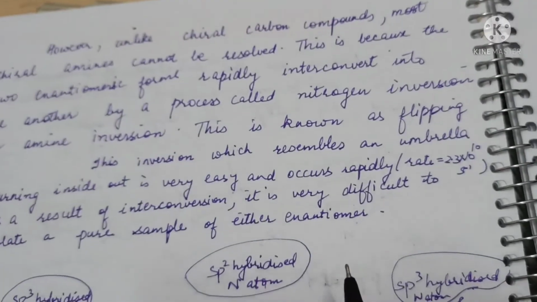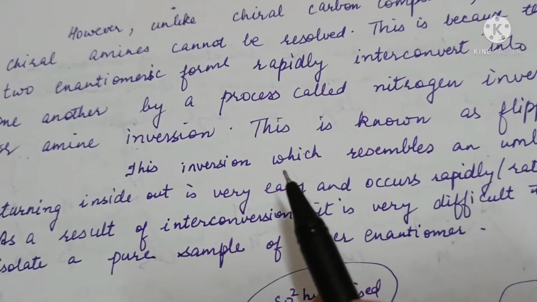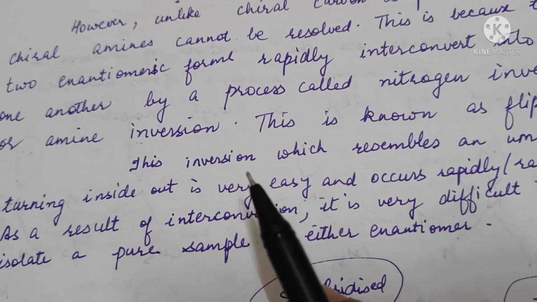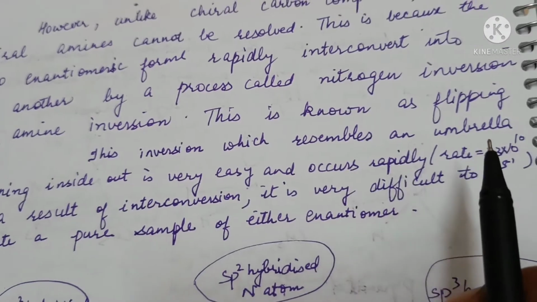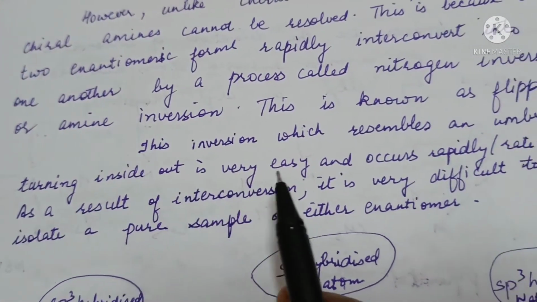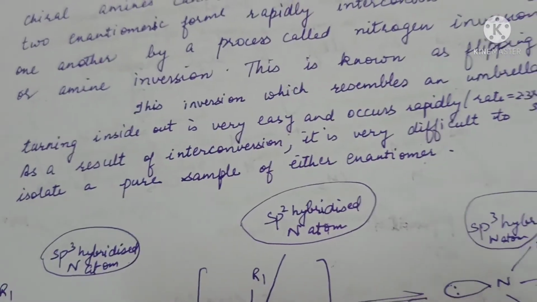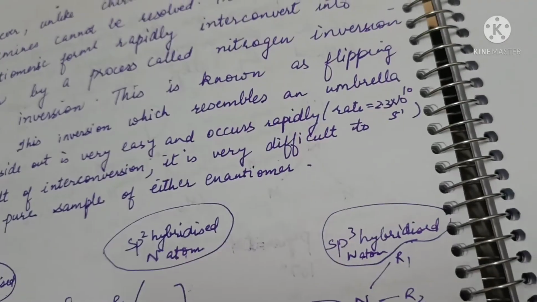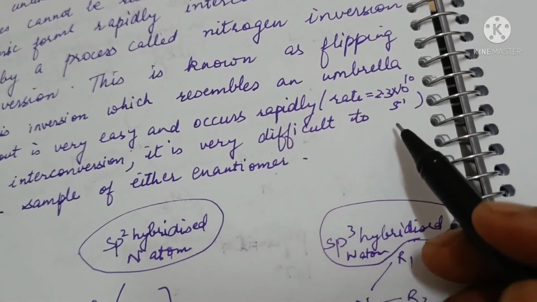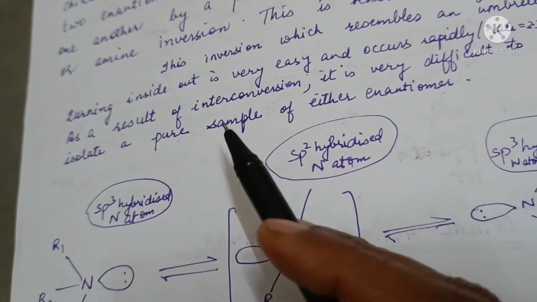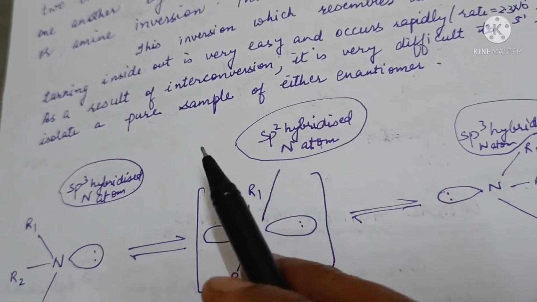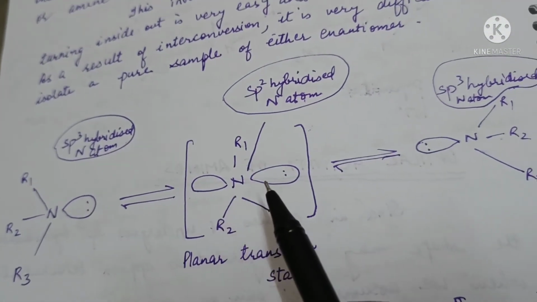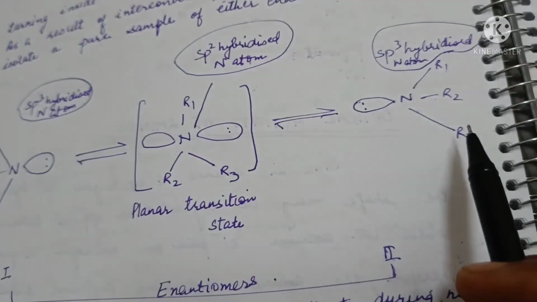This is also called flipping. It is like an umbrella opening inside out. This inversion, which resembles an umbrella turning inside out, is very easy and occurs rapidly. The rate is 2.3 × 10^11 per second. As a result of interconversion, it's very difficult to isolate a pure sample of either enantiomer.